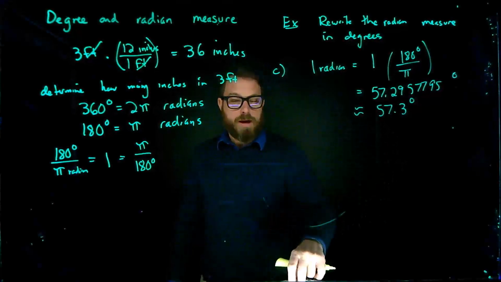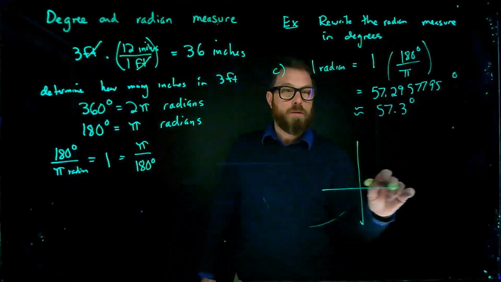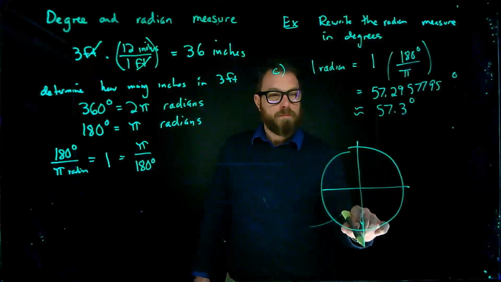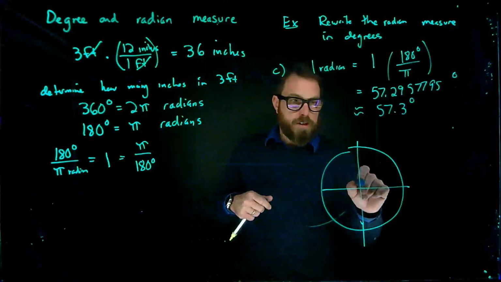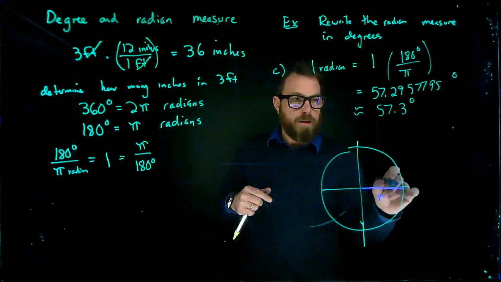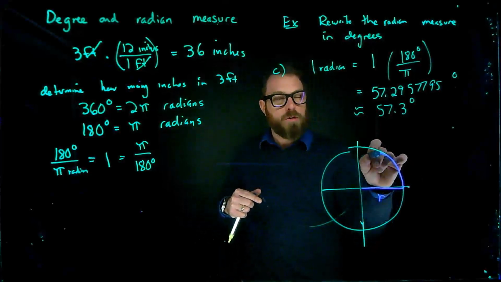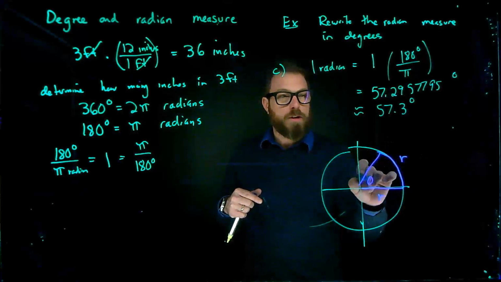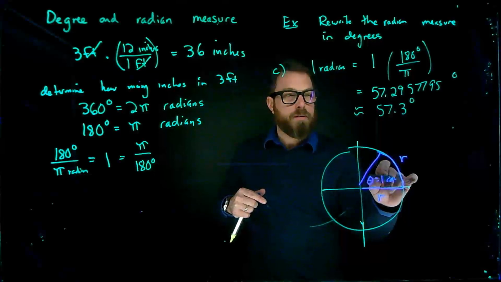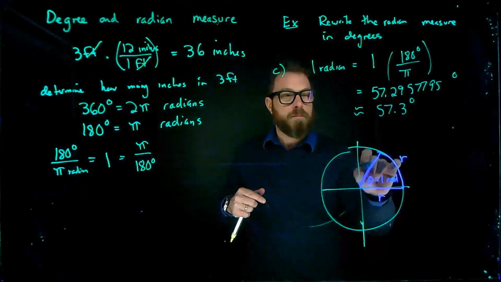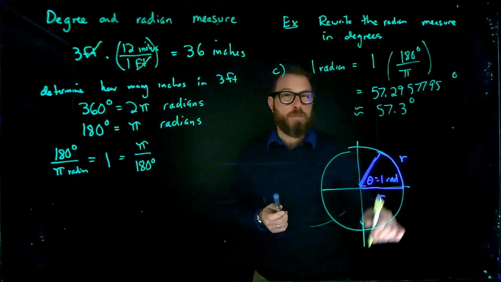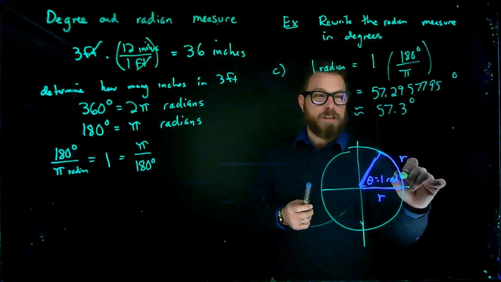Okay, so let's kind of go back to what a radian is. Remember what a radian was: if we're looking around this circle, if this is equal to r, and then if I travel around this circle at the same length r, then this degree measure right here would be equal to 1 radian. And look at that, that looks like about 60 degrees, so it makes sense that in this case, it's going to be about 57.3 degrees.